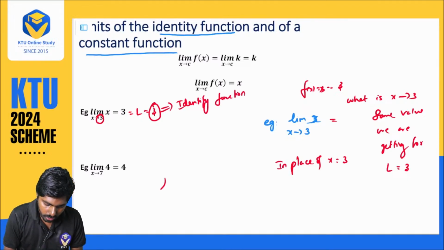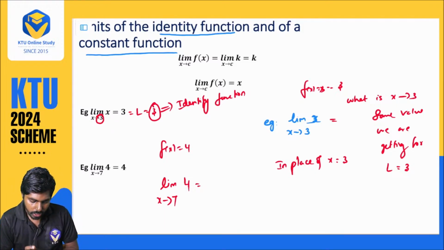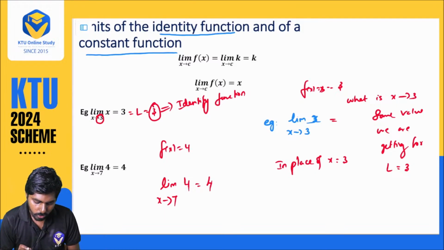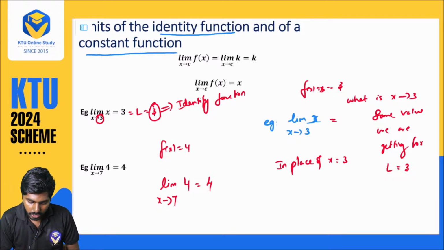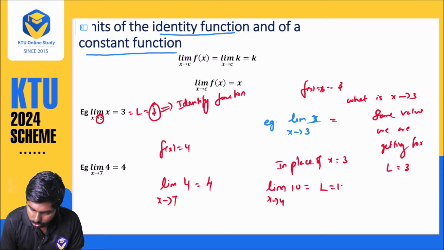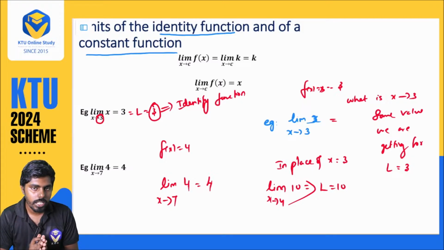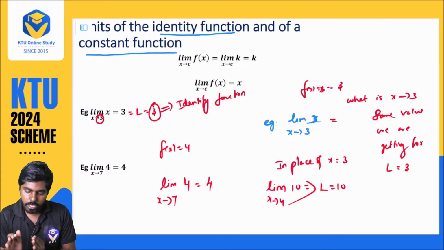And the same thing: the limit of 4 as x approaches 7, that means f of x is equal to 4, whatever value you substitute, you will get L equal to 4 only. The reason is that it is a constant function. Let it be the limit of 10 as x approaches 4, then our answer is L equal to 10 only. Whatever value x is approaching, it does not bother the result, because for a constant we will take the constant only.